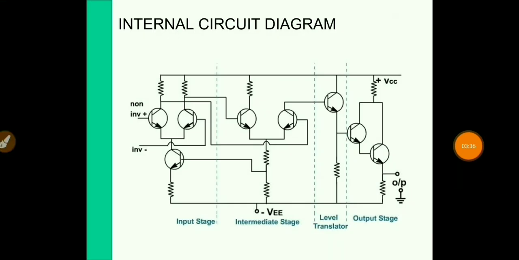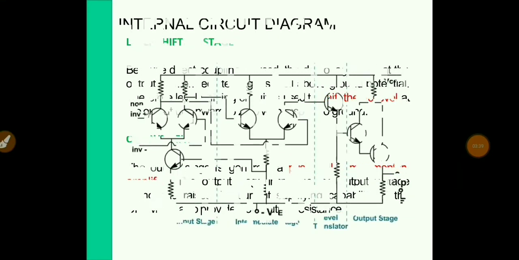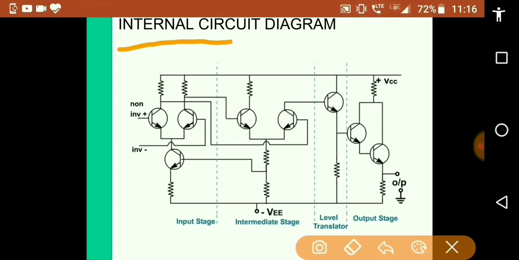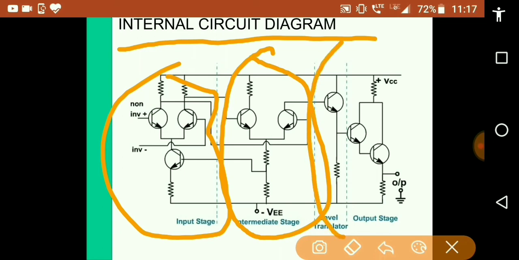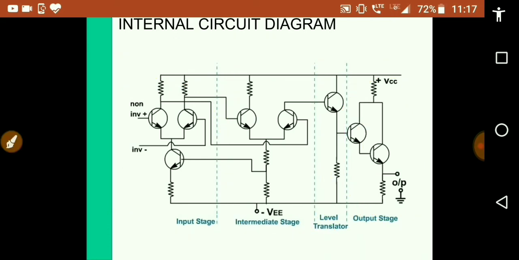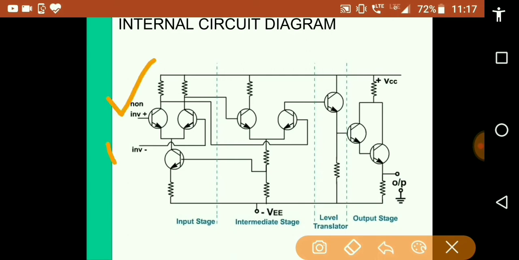So this is the internal circuit diagram of operational amplifier. This is the input stage, this is the intermediate stage, this is the level shifting stage, and this is the output stage. So these are the 4 stages, and this is the 2 input. One is non-inverting input and second is inverting input. So this is the internal circuit diagram of operational amplifier.